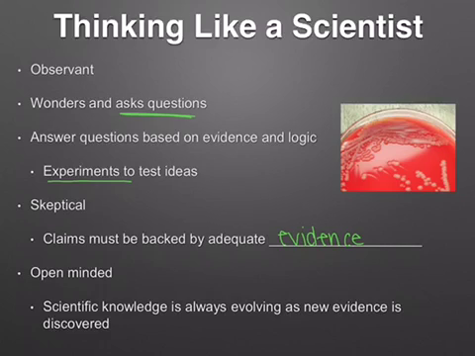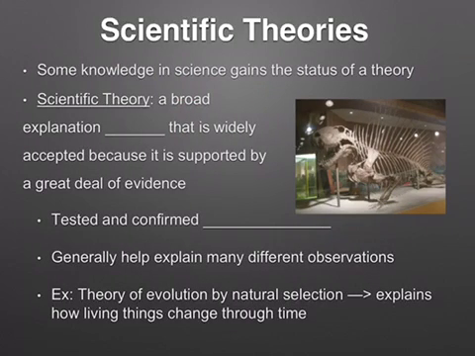So if you do an experiment and you get one set of results, that's not adequate or enough evidence. It would need to be repeated many, many times. And scientists also need to be open-minded because scientific knowledge is always evolving or changing as new evidence is discovered. So all of this scientific knowledge gets either grouped into scientific theories or scientific laws.